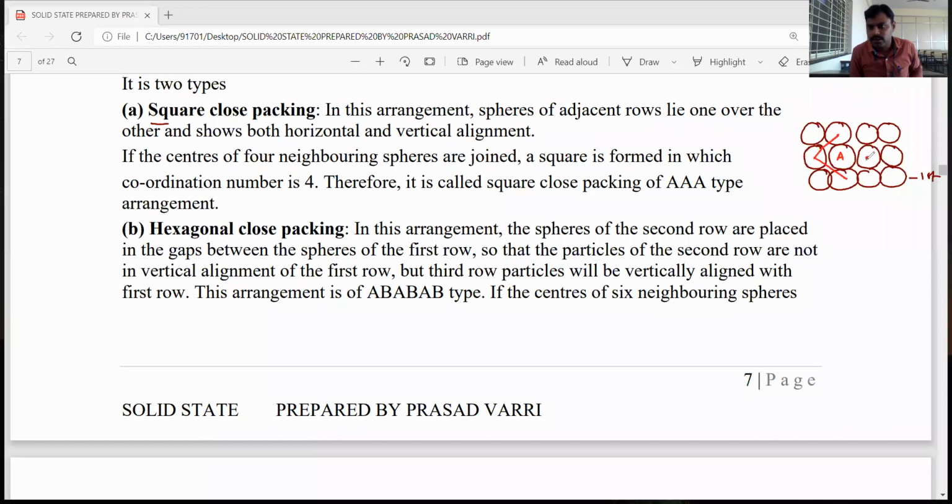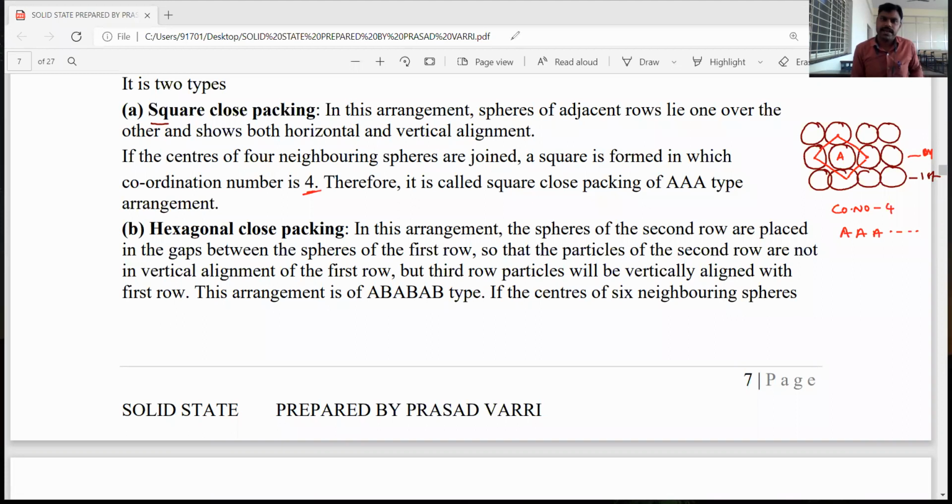This A atom is surrounded by a total of 4 atoms, so its coordination number is 4. This is the A layer, and this is also the first layer only. The second layer exactly matches the first layer, and the alignment, horizontal and vertical, is the same. That's why it is an AAA type of layer arrangement, and the coordination number is 4 in a square close packing arrangement.